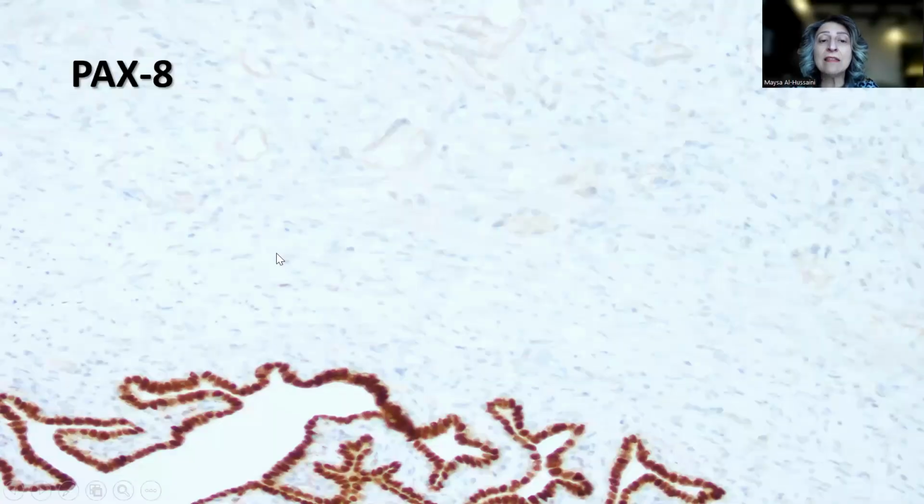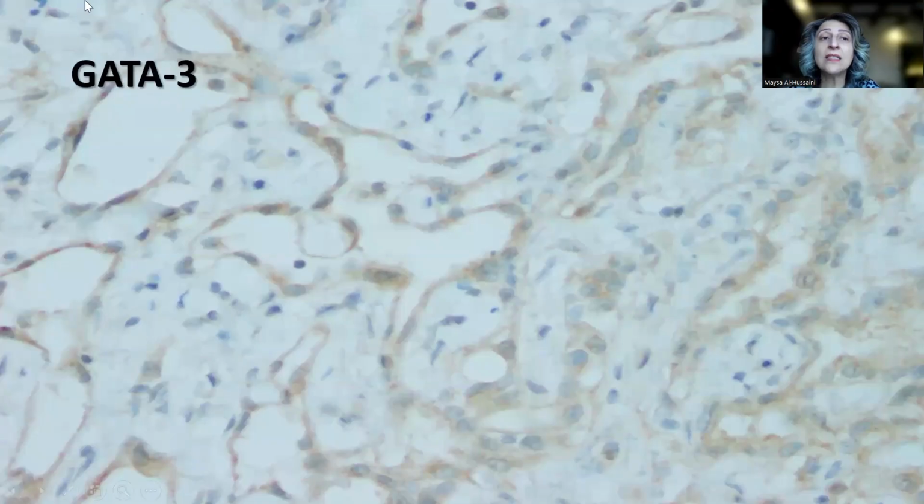Now, PAX8 is completely negative. This is positivity of the epithelium of the fallopian tube, while this is the tumor, the adenomatoid tumor. So it's completely negative because, again, the origin of the proliferation is the mesothelial cells. And because of the history of breast carcinoma, GATA3 just shows negative nuclear stain.